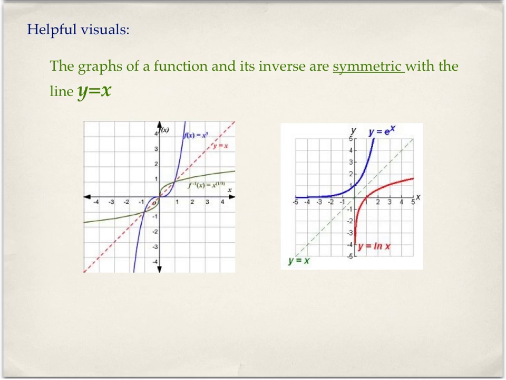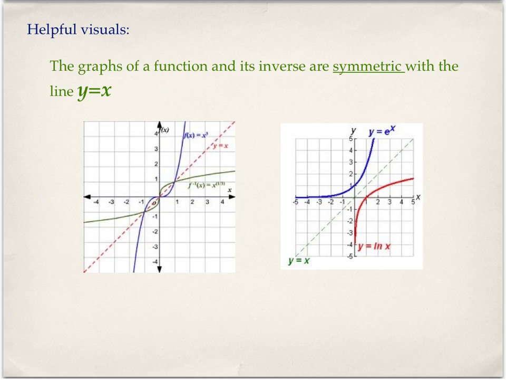Another kind of nice visual, and this helps us primarily in graphing here. When you graph a function and its inverse, they will always be symmetric with the line y equals x. So here you see a couple examples. On the one on the left we have f of x equals x to the 3rd power, and its inverse is x to the 1/3. You can see how each of those are graphed, and then how it is going to be symmetric with this line y equals x. You fold it over that line, it folds onto itself.